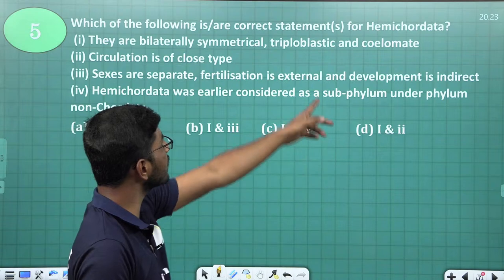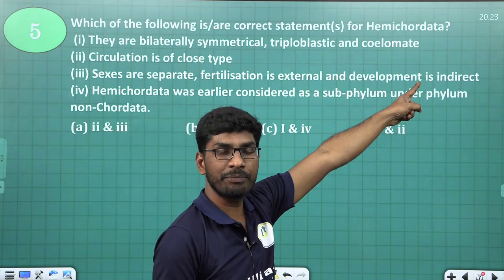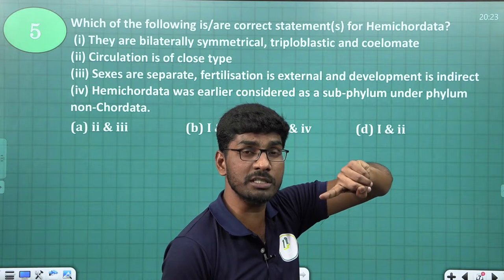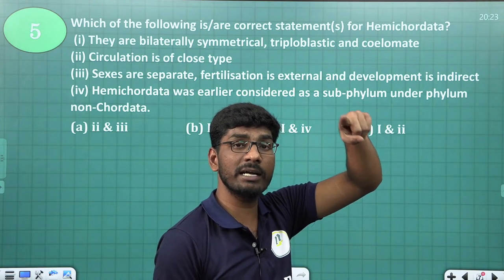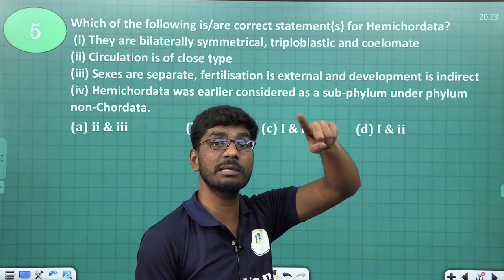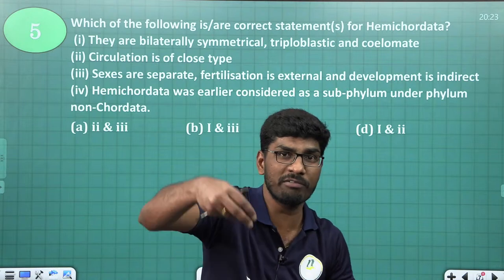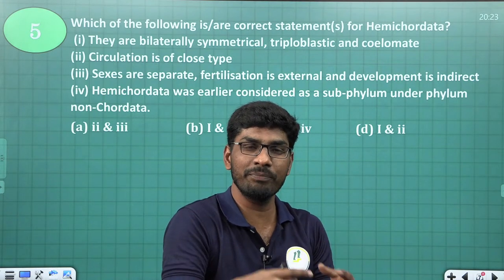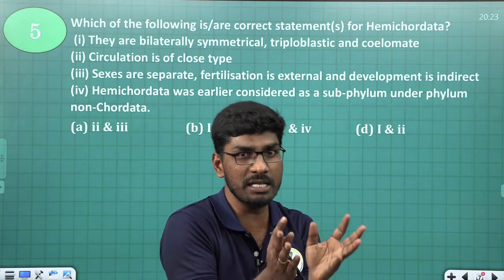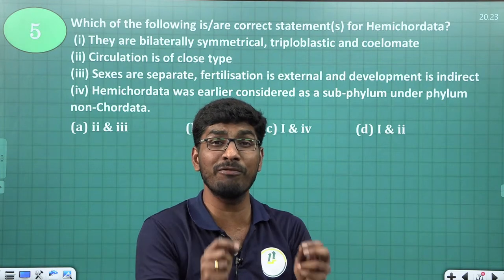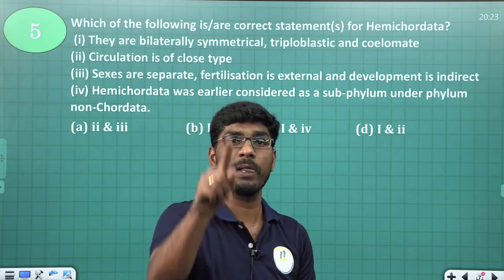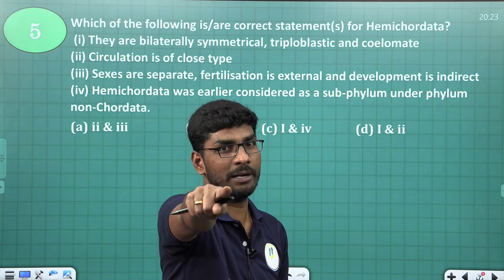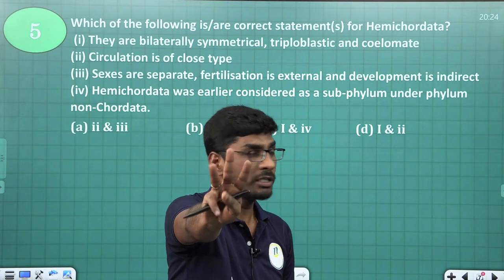Question number 5. Again, a statement based question about the hemichordate. Hemichordata: Balanoglossus, Saccoglossus. Do you remember the theory class? I gave a small concept about the hemichordates. Hemichordates will always be in tunnels, beta. They will not come out; eating and reproduction, everything in the tunnels. I said it is called acorn worm, a worm-like structure, with proboscis, collar, and the last one is called what? Tell me, trunk. These three parts are there, right?